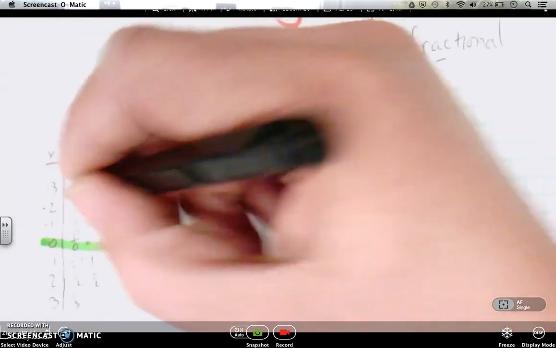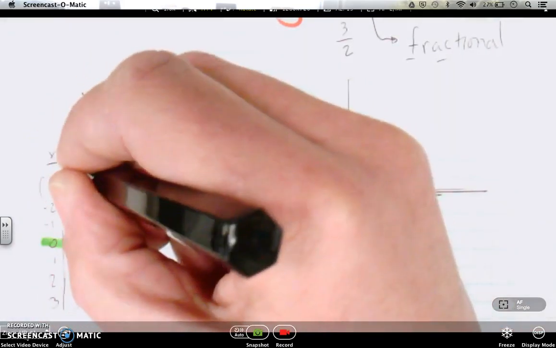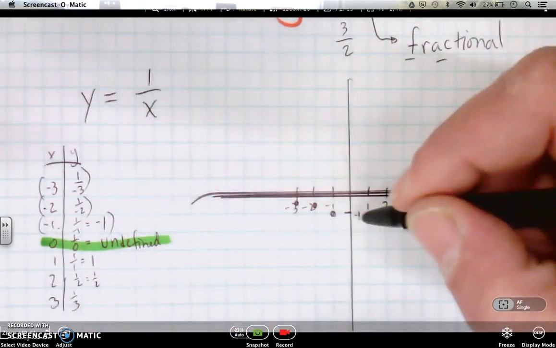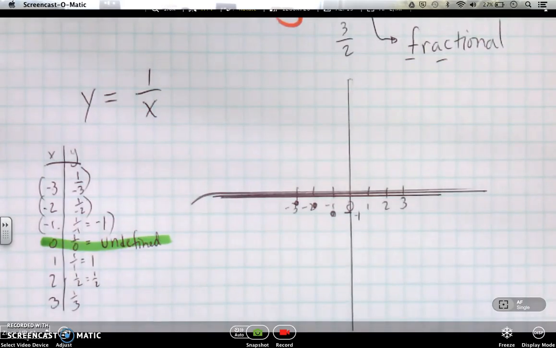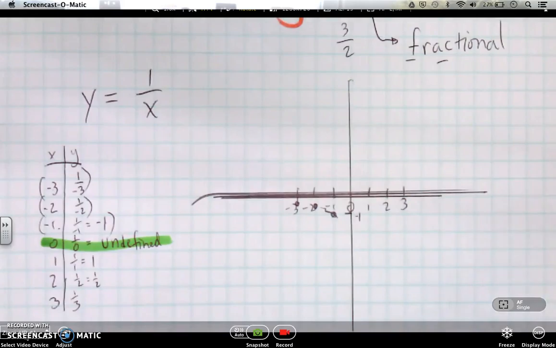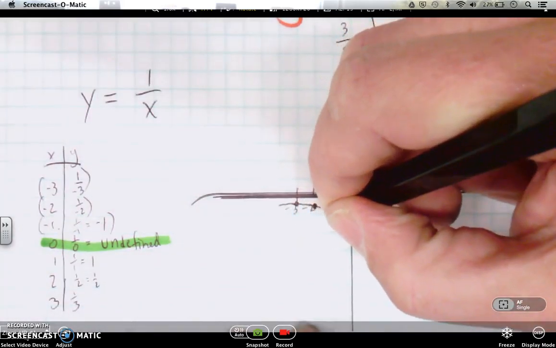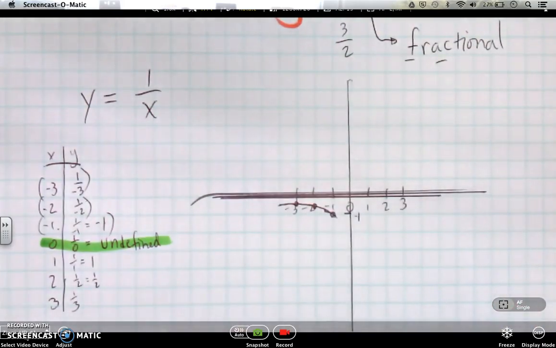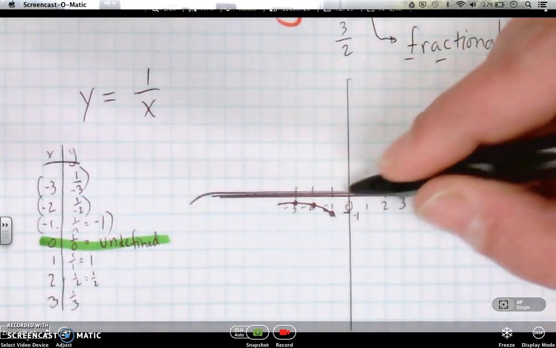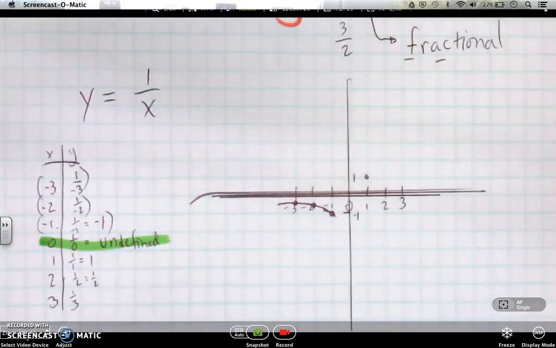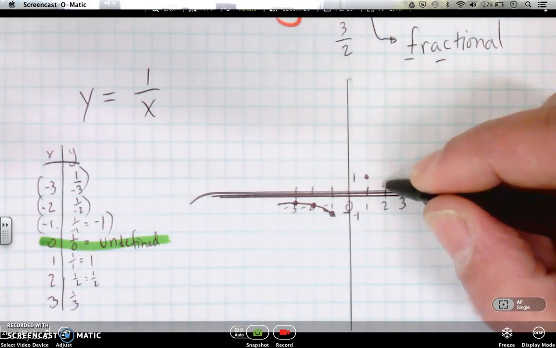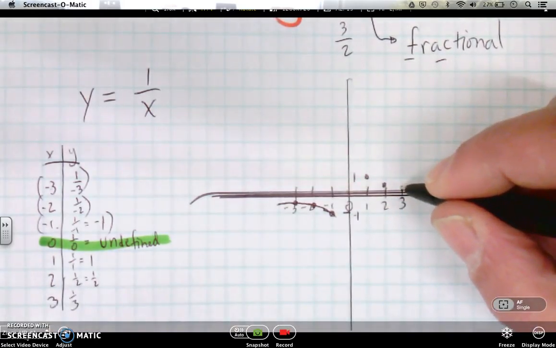All of these things in our table of values are just coordinates for different points. Now we don't know what happens at 0. We'll come back to that. We just know it's undefined. If we connected those points, it's sort of curving. It's not straight. And if we continue the rest of the points, across 1, up 1, and then across 2 and up 1/2, and then across 3 and up 1/3.